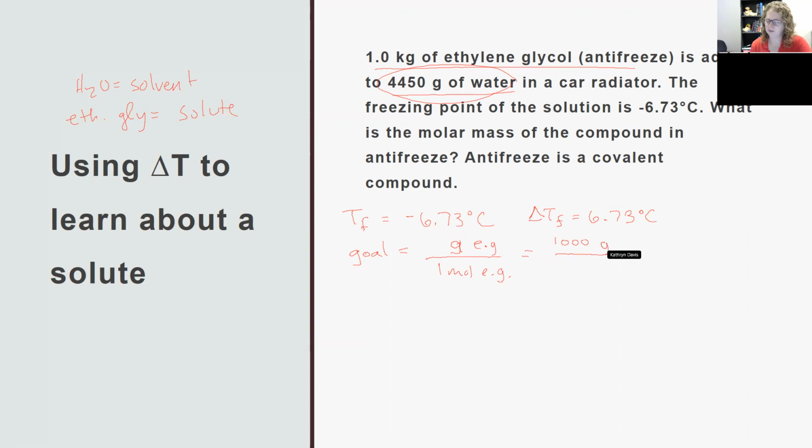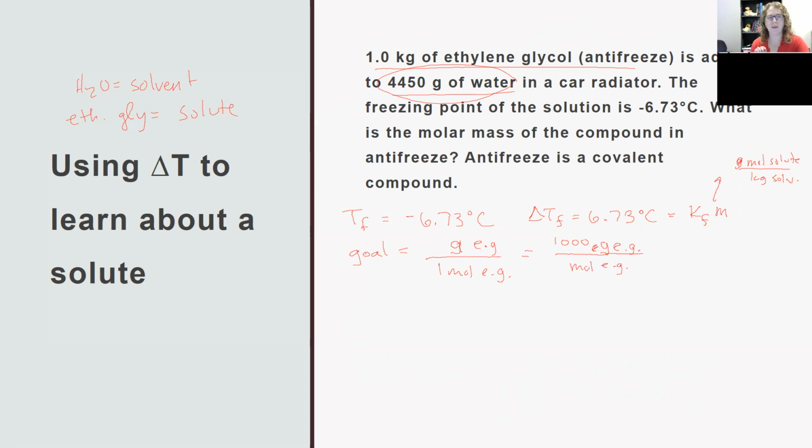I also know that delta TF is equal to the freezing point depression constant times the total molality. And total molality is moles of solute per kilograms of solvent. So does it make sense that if I could figure out the moles of ethylene glycol from the delta TF, I could figure out the molar mass? Let's try it. Let's try to solve.